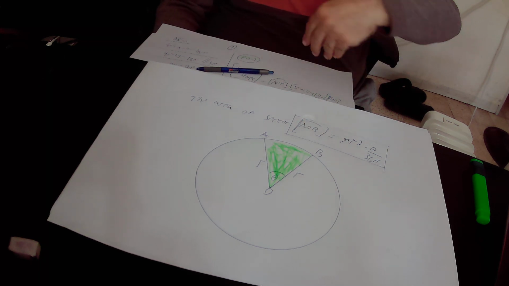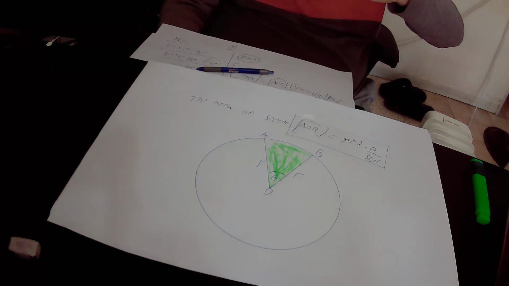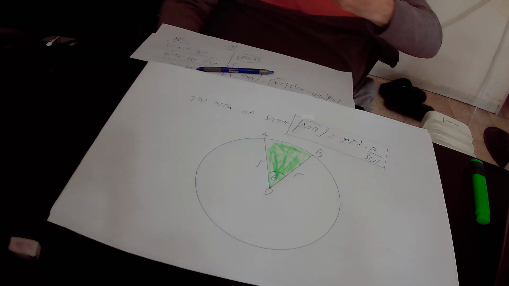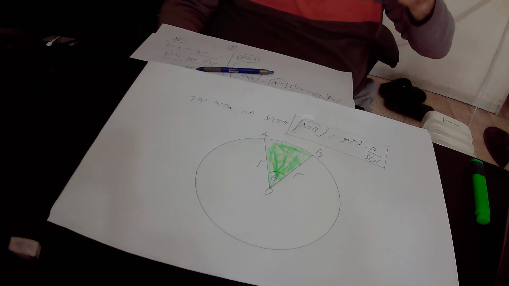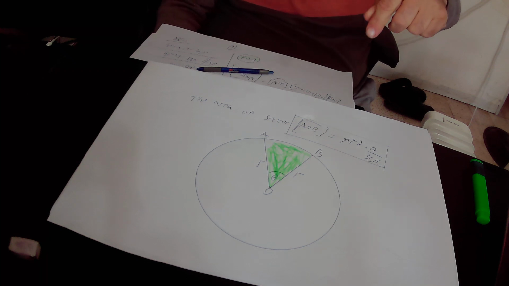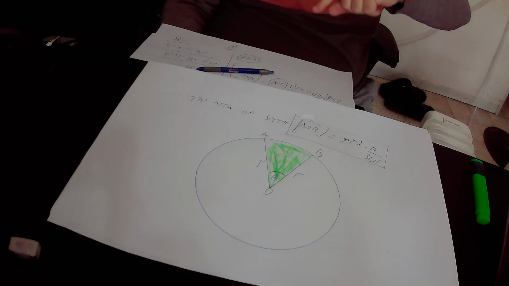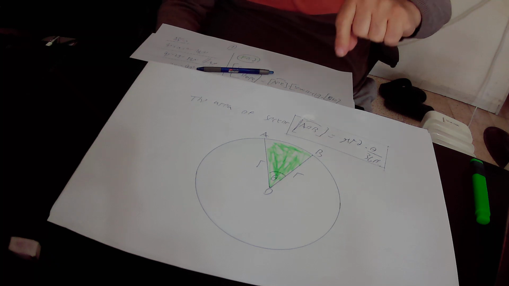So, in conclusion, we found out that the area of any sector equals pi r squared, that is the area of the circle that contains the sector, times theta over 360 degrees, and again theta is the angle between the legs of the sector.